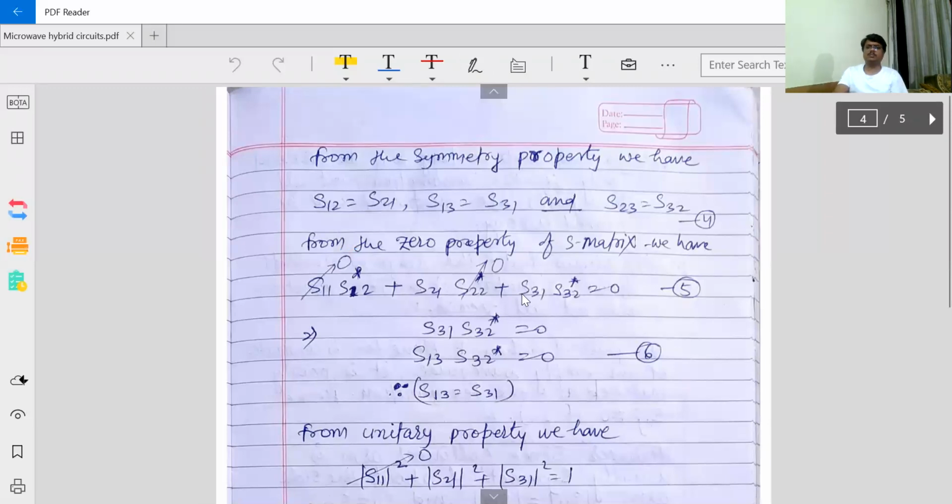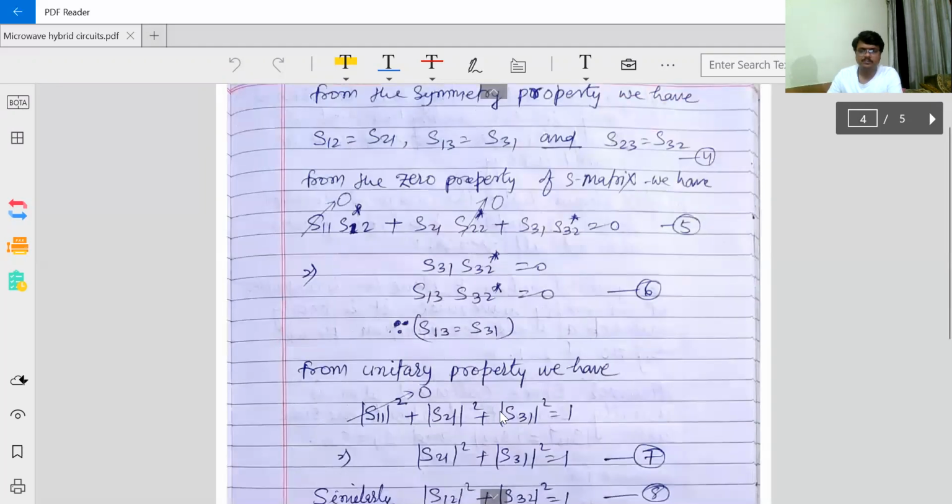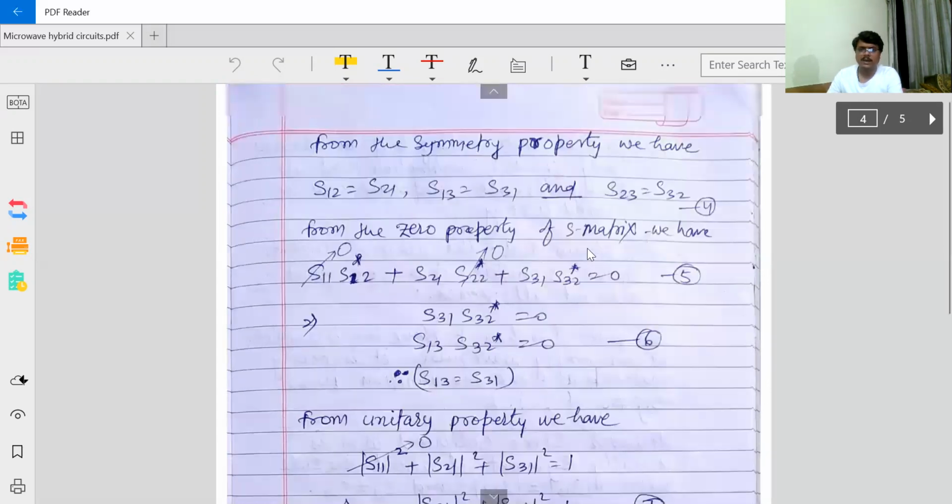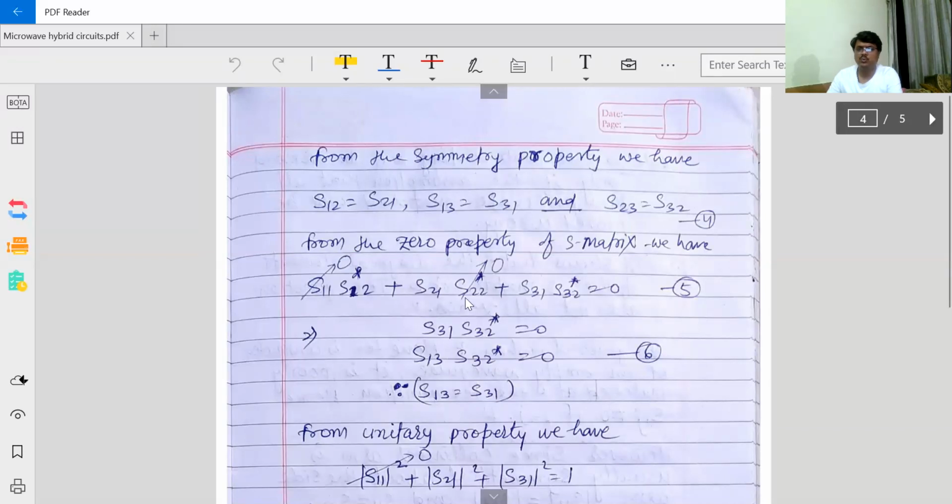If there is any problem regarding this unitary property, go to my YouTube channel and you will get the solution. There are two properties: the zero property and the unitary property. The zero property means the first and second columns are multiplied together and it will give zero. As we know, S11 and S22 are 0, as we have assumed that ports 1, 2 and 3 are all matched perfectly, so S11 and S22 are 0.